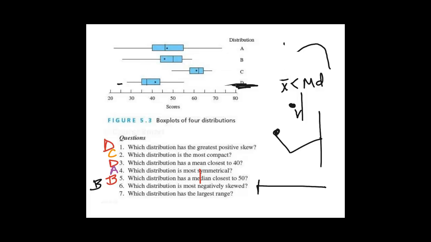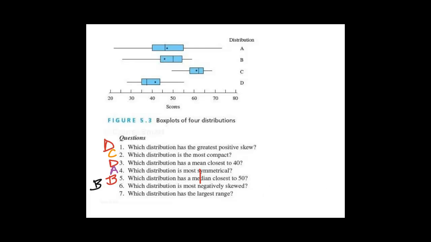And last but not least, which distribution has the largest range? Well, the range is most easily represented by looking at the whiskers. Remember, the far left whisker ends at the minimum, and the far right whisker ends at the maximum, making distribution A the largest ranged distribution.